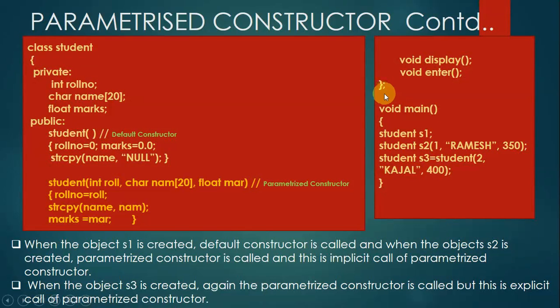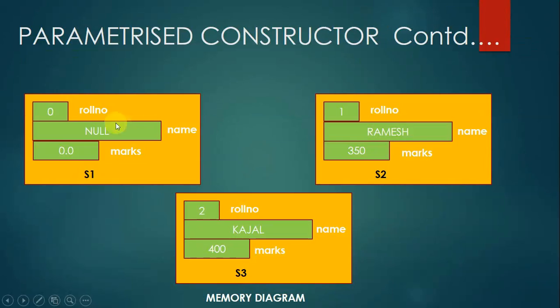Now let's see how this constructor is invoked in main, void main. So when I say student S1, you can see I'm not passing any parameter or argument here. So in this case, the default constructor will be called, and all the data members roll number, name and marks of the object S1 will be assigned the values 0, 0 and null. You can see the memory diagram of it. So S1 is the first object of class student, and roll number is assigned the value 0, name is assigned the value null, and marks is assigned the value 0 again.